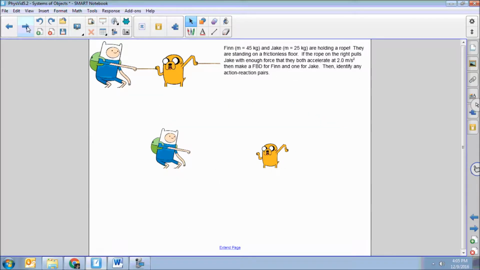All right, so this time, this one is actually the exact same thing as the last one. The only difference is it's a rope instead of them pushing each other. So for this one, I'm just going to put the solution up on the board, and you can try it on your own. So why don't you pause the video here, try this, and then I'll throw the answer up on the board.